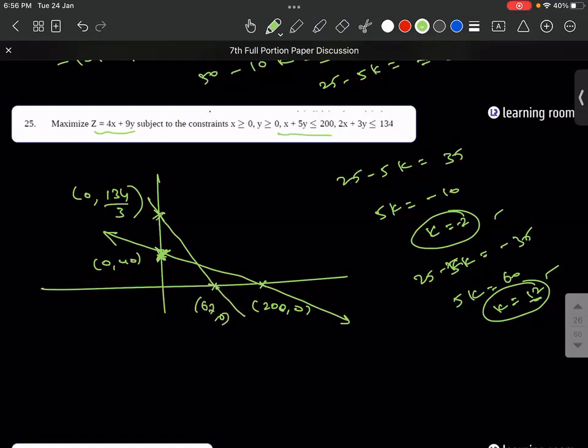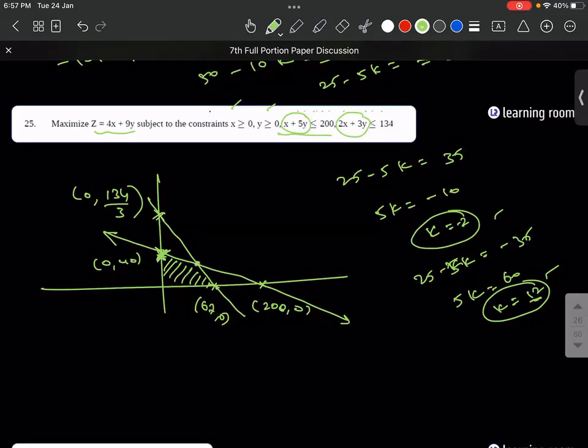Yes, sir. Next, we need to substitute. So x is greater than or equal to 0, y is greater than or equal to 0, first quadrant. When I substitute 0, 0 in the first line, it is getting satisfied, so origin is included. Similarly, here also origin is included. So what will be the region? Is this not going to be the region?